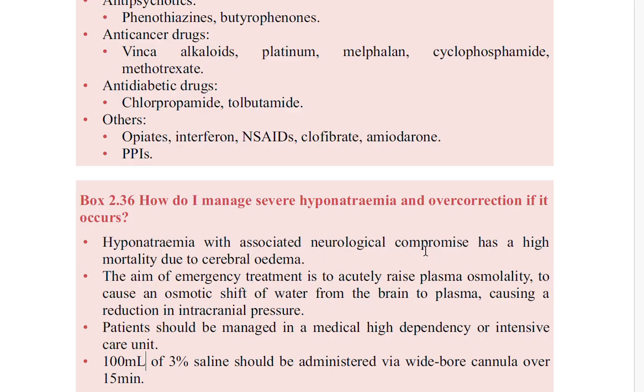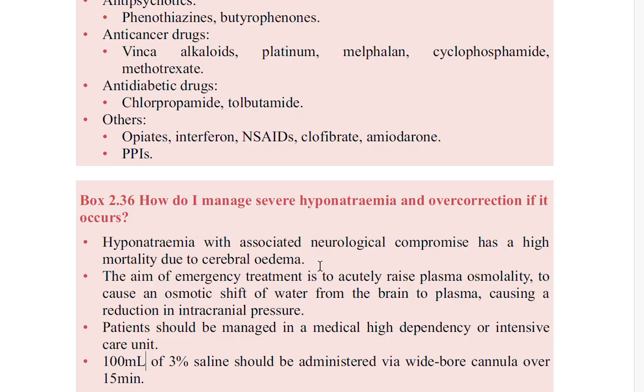Next is how would you manage severe hyponatremia and overcorrection if it occurs. Hyponatremia with associated neurological compromise has a high mortality due to cerebral edema. The aim of emergency treatment is to acutely raise plasma osmolality to cause an osmotic shift of water from brain to the plasma, causing a reduction in intracranial pressure. Patient should be managed in a medical high dependency unit or ICU. So how will you give hypertonic saline? 100 ml of 3% saline should be administered through a wide bore cannula over 15 minutes. This is if the patient is having neurological signs and symptoms. Otherwise, we give infusion over 6 hours.